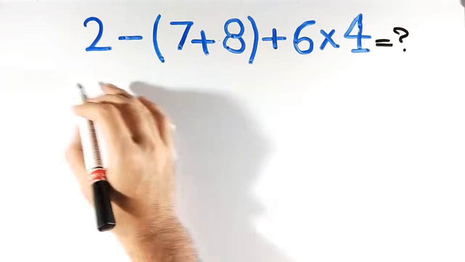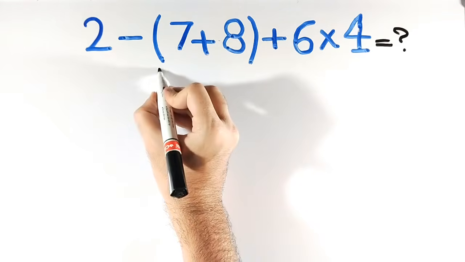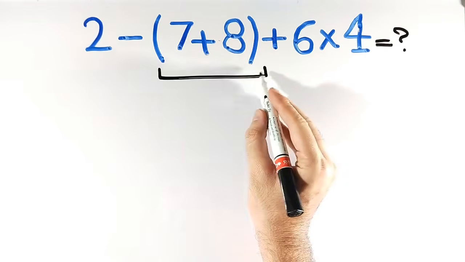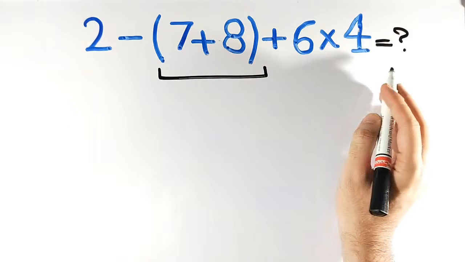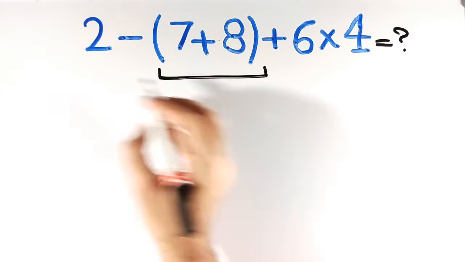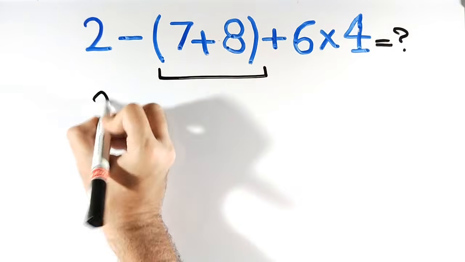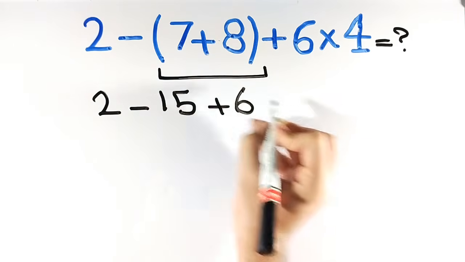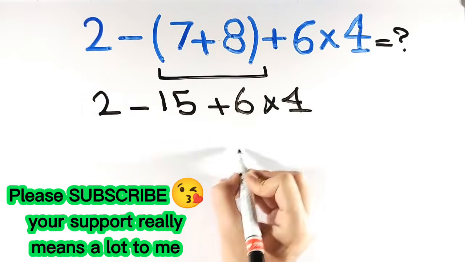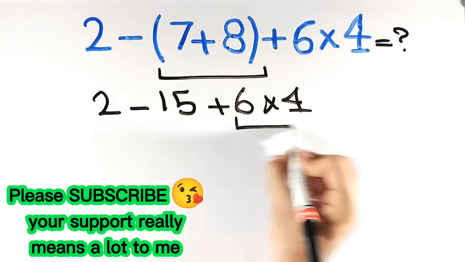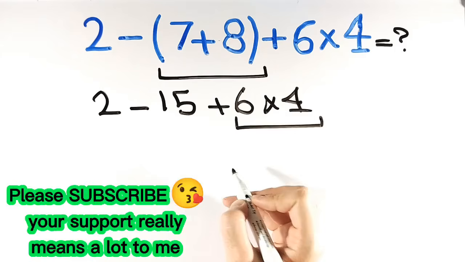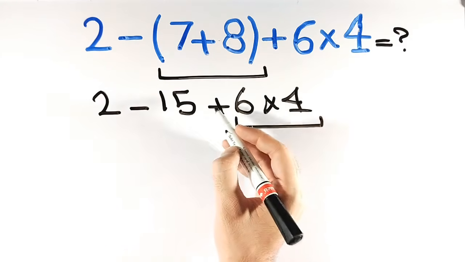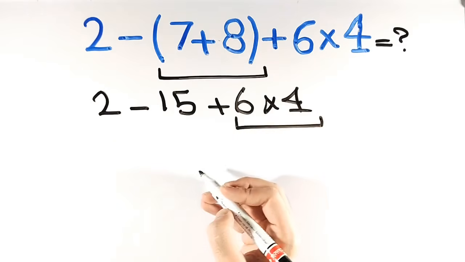Also, some other people, when solving this question, again go straight to the expression inside the parentheses because they believe parentheses have a higher priority than the other operation. So, instead of this expression, they write 2 minus 15 plus 6 multiplied by 4. And the next step, they go for the multiplication between 6 and 4 because they believe multiplication has a higher priority than addition or subtraction.